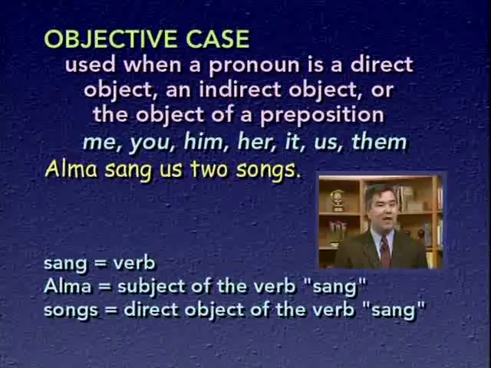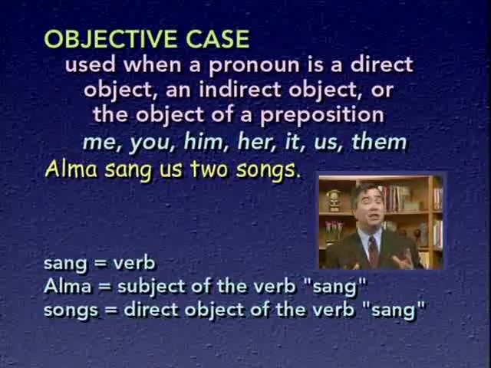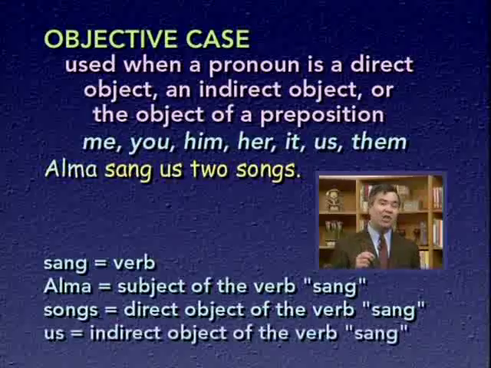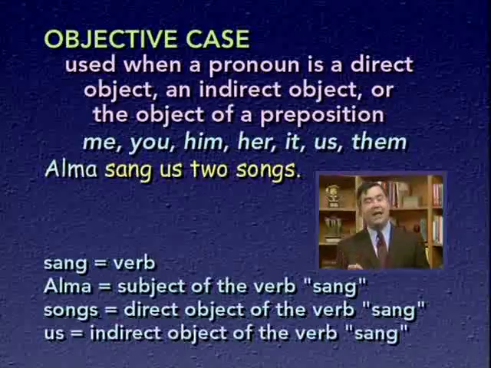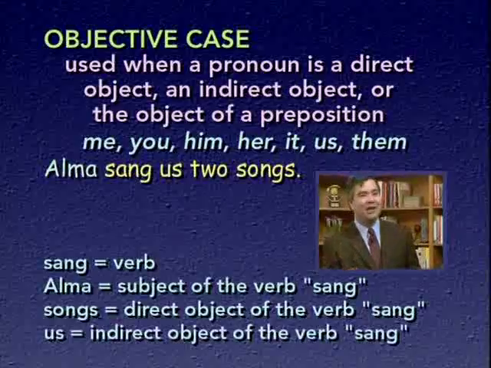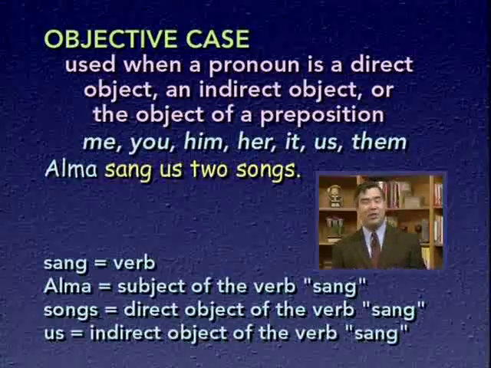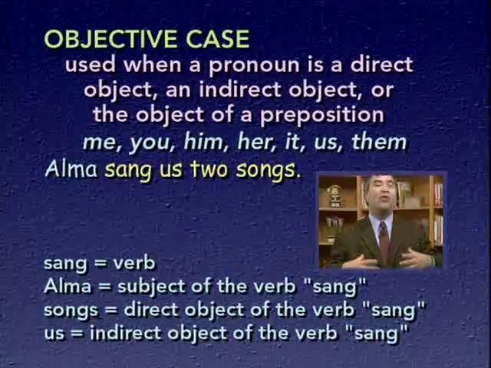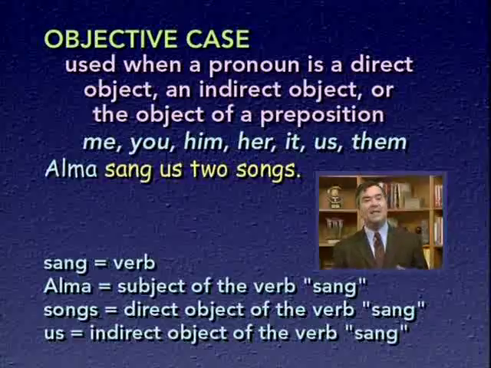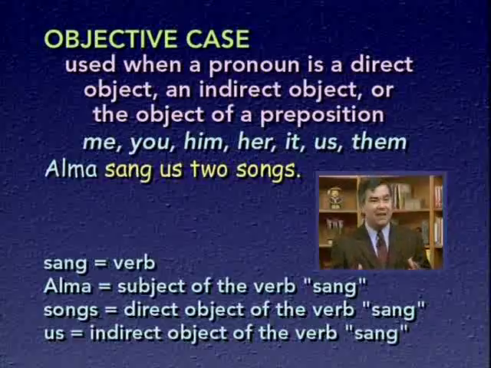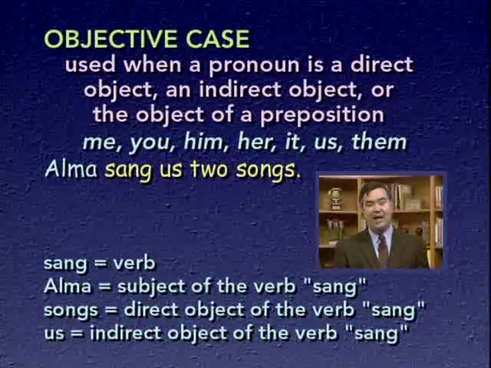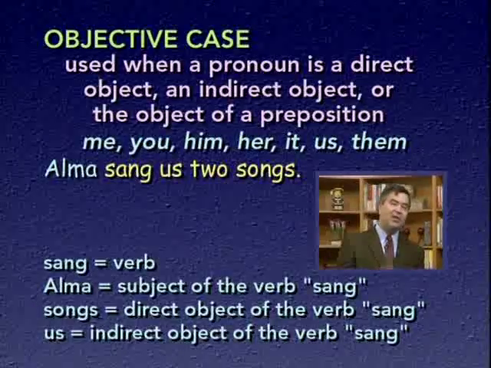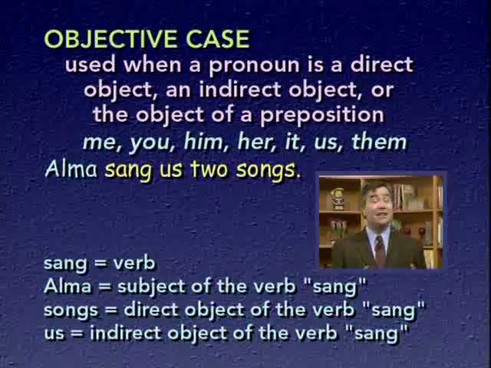Now, what about the pronoun us? What role, what function does us play in this sentence? In this case, us is the indirect object of the verb sang. It doesn't tell what Alma sang, it tells who Alma sang for. Remember, the indirect object explains the person, place, thing, or idea to whom or for whom the action is done. And in this case, Alma sang for us. Since us is being used as an indirect object, it should be in the objective case, as it is. Us is an objective case pronoun, and it's being used correctly here as the indirect object of the verb sang.